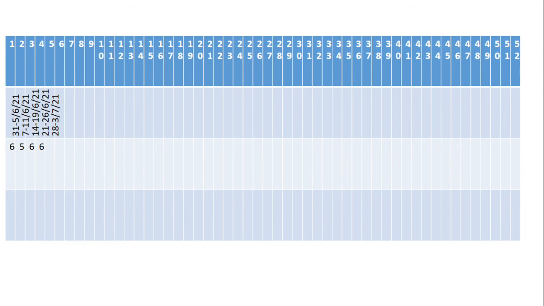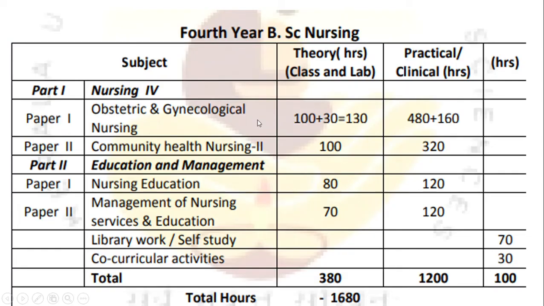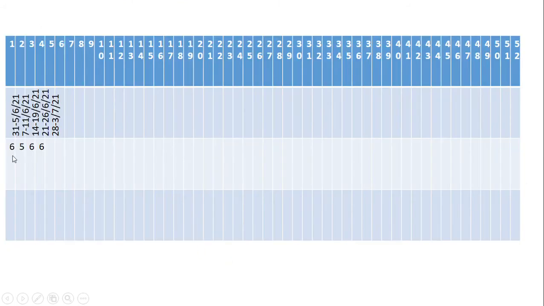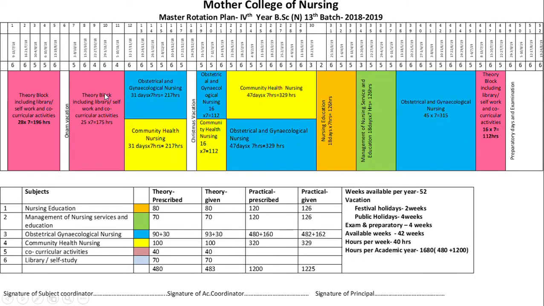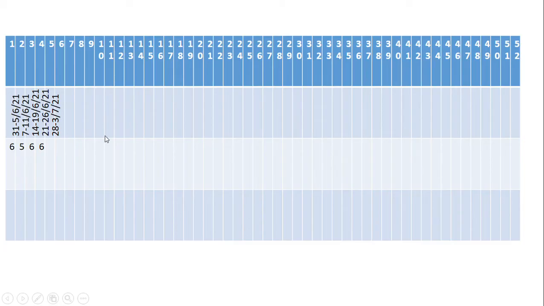The theory we have seen is 380 plus 100, which is 480. 480 divided by 40, because 1 week is 40 hours, is equal to 12 weeks. So till week 12 we can plan for the theory block here.